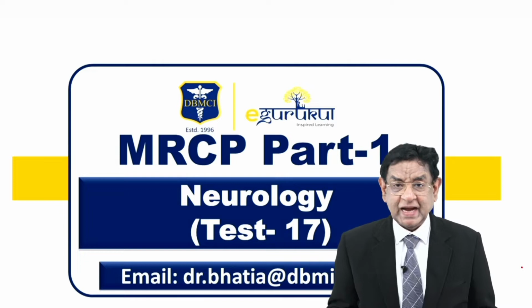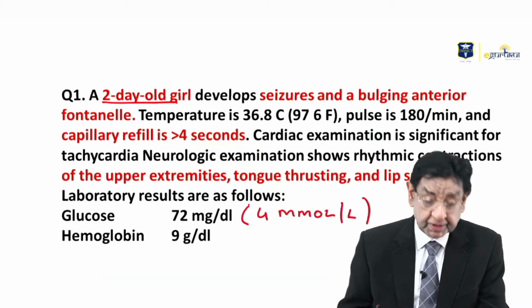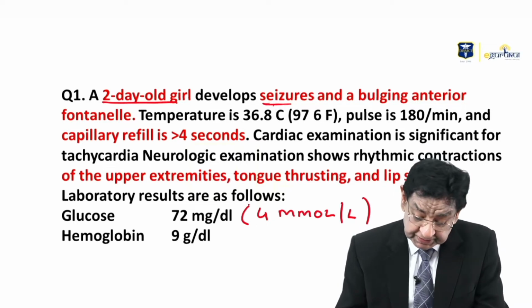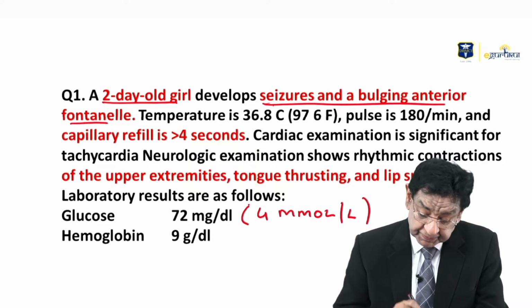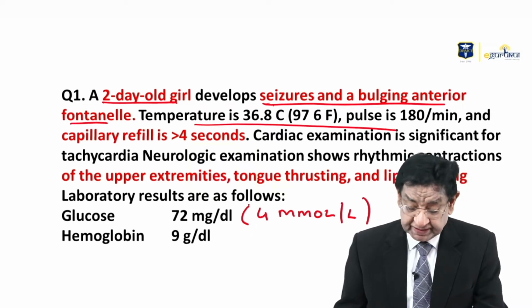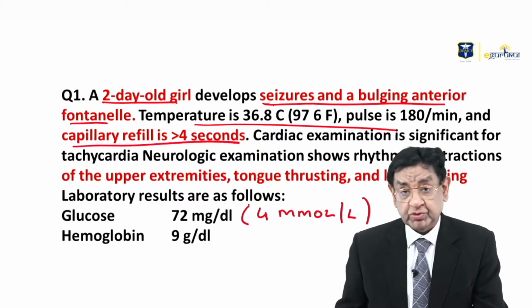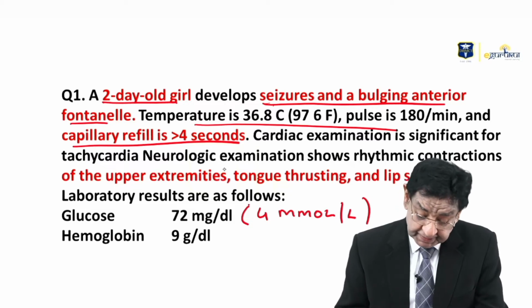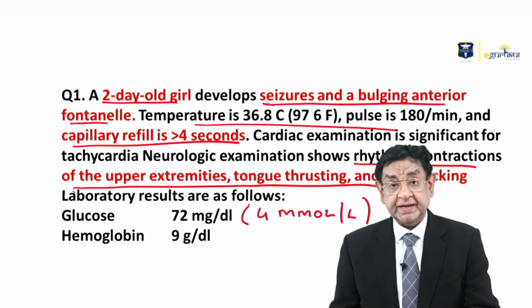Hello everyone. Now I'll discuss a question of neurology. So we have a 2-day-old girl with seizures and a bulging anterior fontanelle. Temperature is by and large slightly on the lower side. Capillary refill is more than 4 seconds. She has rhythmic contraction of upper extremities, tongue thrusting and lip smacking.